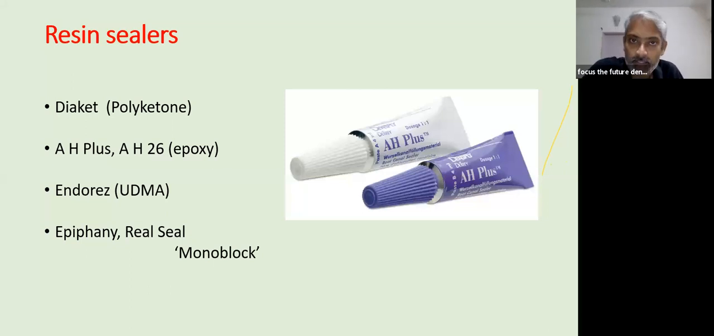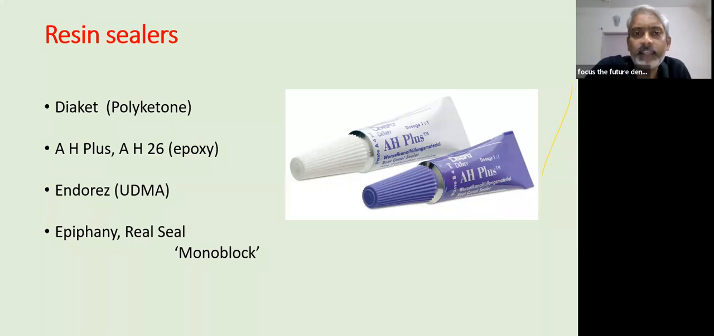Among these resin sealers, the most widely used would probably be AH Plus. AH Plus is an epoxy sealer, which comes as a two-phase system. Most of the sealers come as a two-phase system, and you mix it to the required consistency and place it inside the canal. Now, what is the advantage with resin sealer? They have a very good sealing ability. And what is the disadvantage? They don't have any reparative capacity.